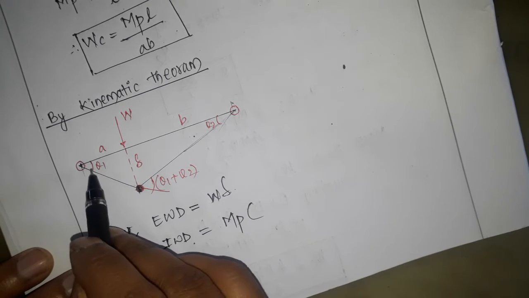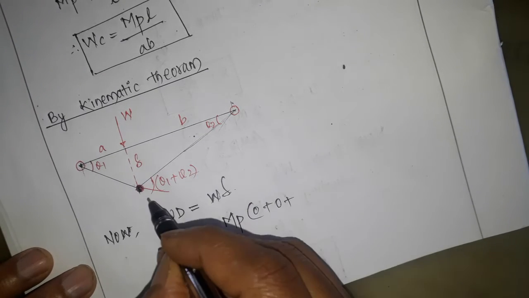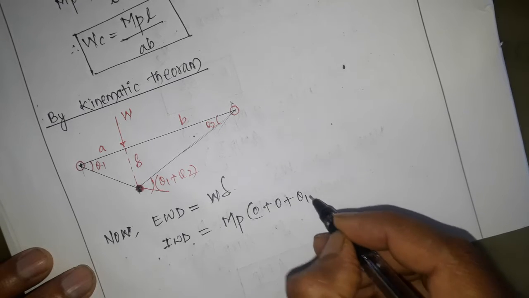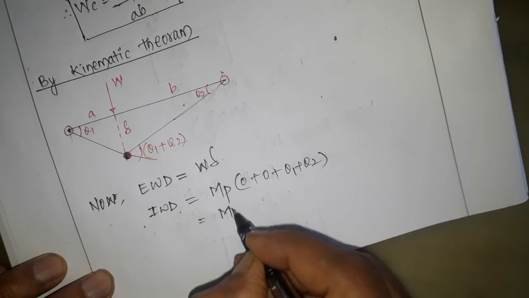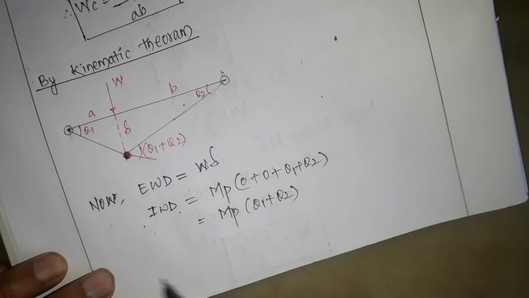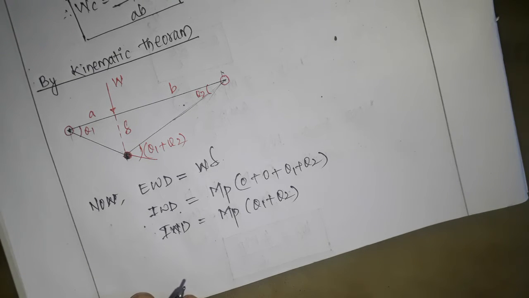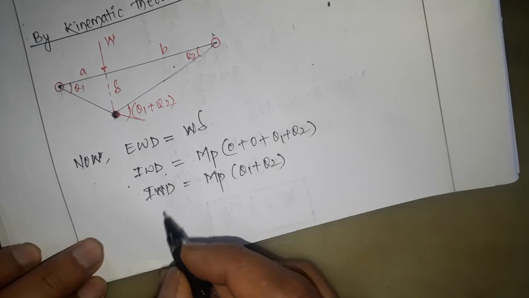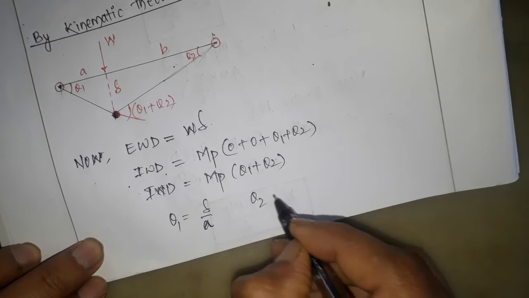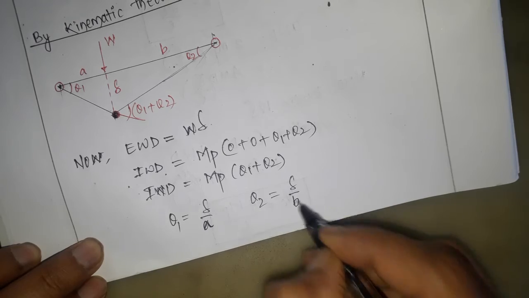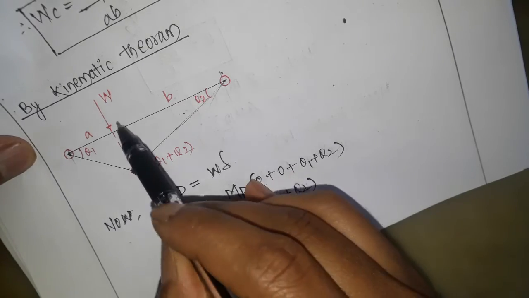So here, because it is a structural hinge, 0 at A, plus again at B structural hinge 0, at C we have theta 1 plus theta 2. So therefore the internal work done is MP into theta 1 plus theta 2. So now, as theta 1 is equal to delta by A and theta 2 is equal to delta by B, okay.